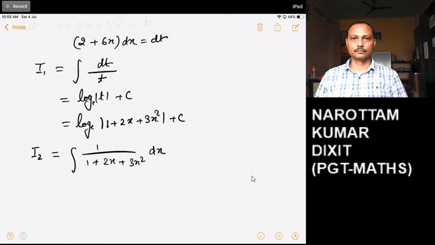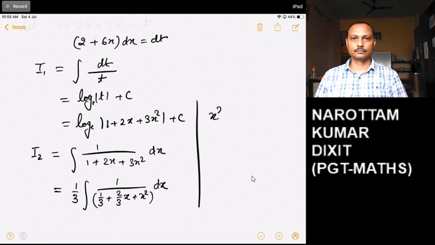First of all, for the term which contains x square, make the coefficient 1. For this, we have to take 3 common. So when 3 is taken common, we get 1 by 3 plus 2 by 3x plus x square. Now we want to make a perfect square of x square plus 2 upon 3x plus 1 upon 3.